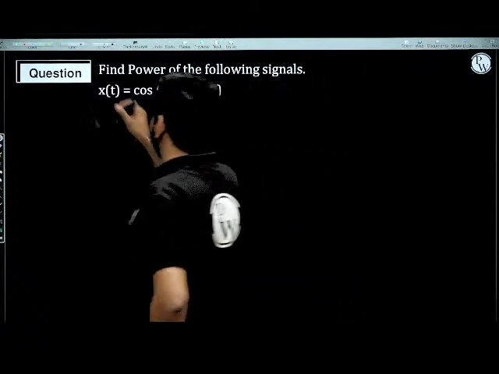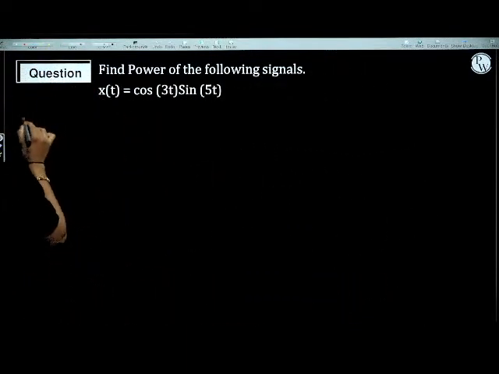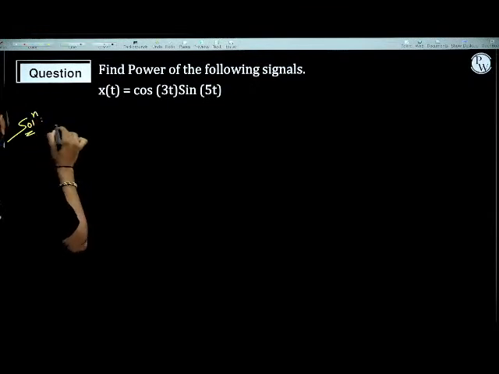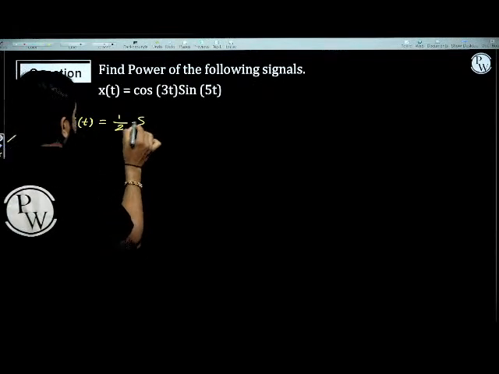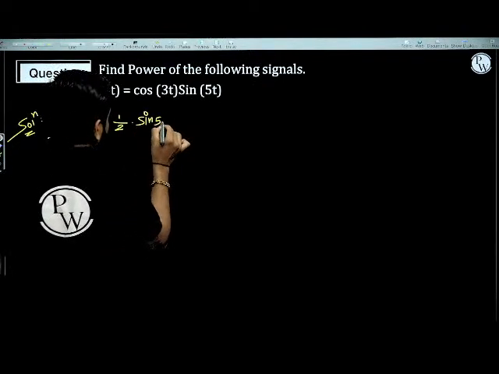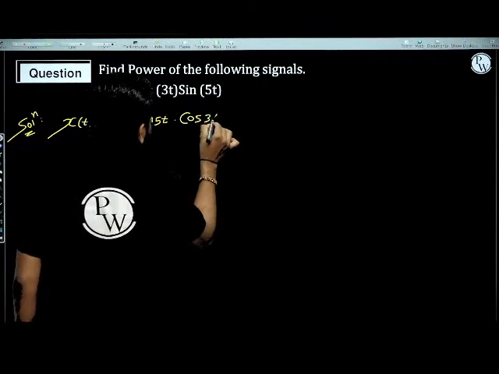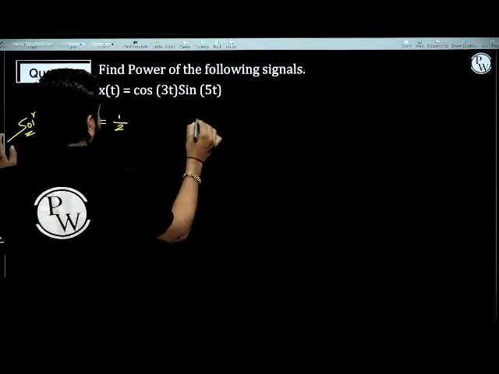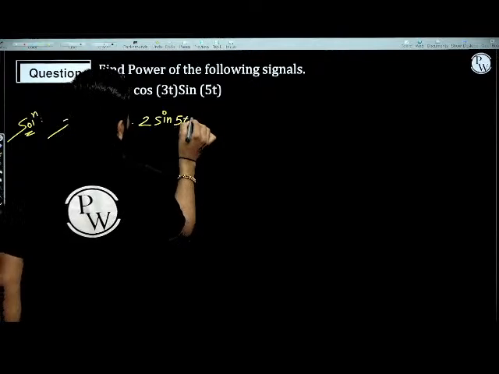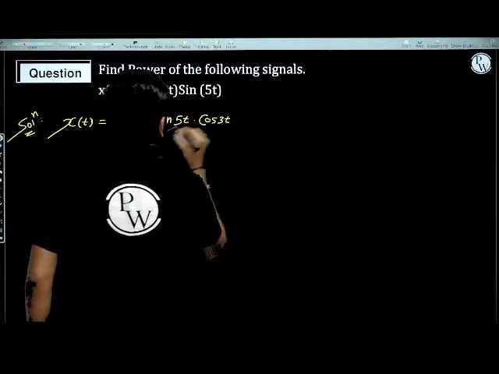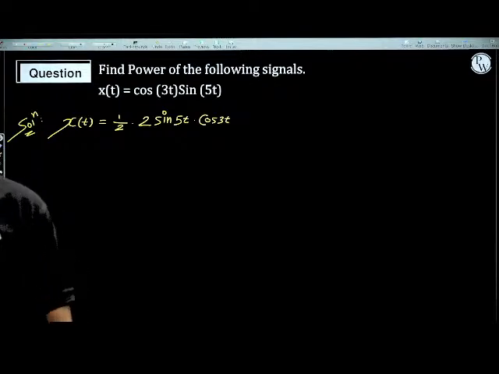Next. Now see, this is very much important. How to calculate the power of this signal? So x of t is 1 by 2 sin 5t into cos 3t, sorry, 1 by 2 multiply 2 divide, so 1 by 2 into 2 sin 5t cos 3t. Use the 2 SC formula.